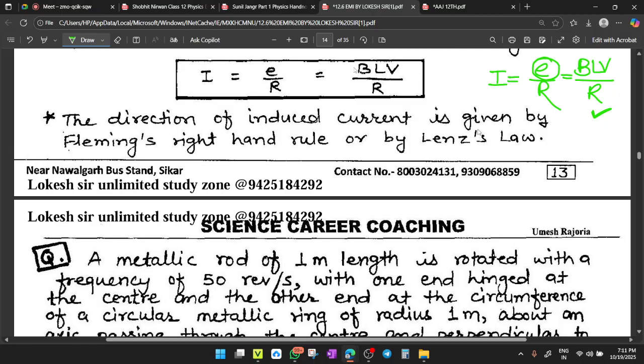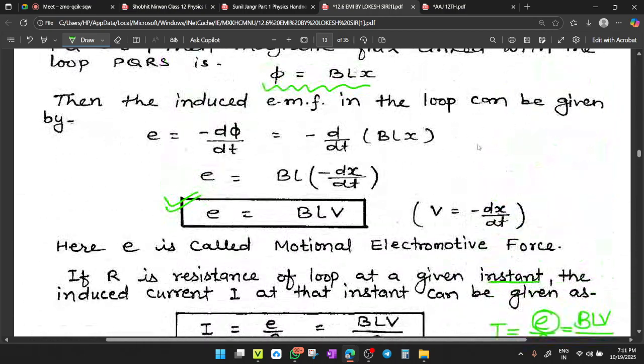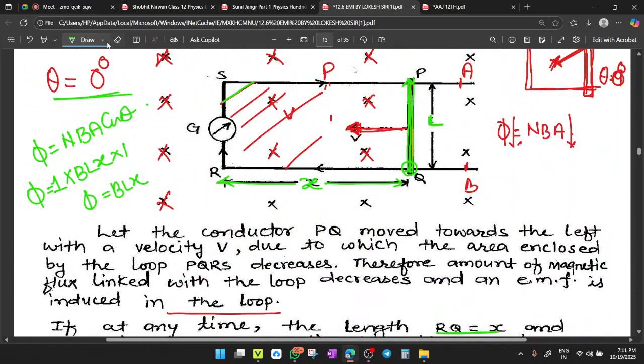The direction of induced current is given by Fleming's right hand rule or Lenz's law. Clear? So you can calculate the direction of current using Fleming's right hand rule. Let us see the direction of induced current here. Yes, take out your right hand and stretch your thumb, index finger, and middle finger perpendicular to each other. Now, the magnetic field is going inside.